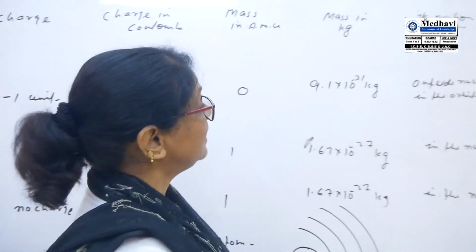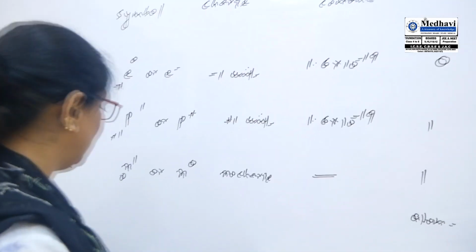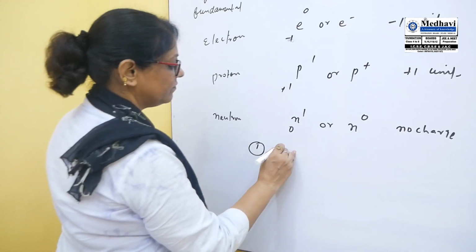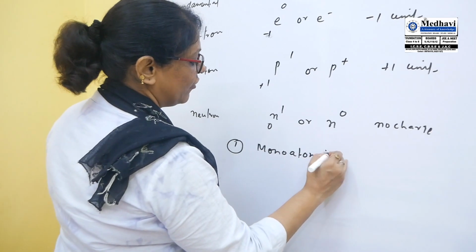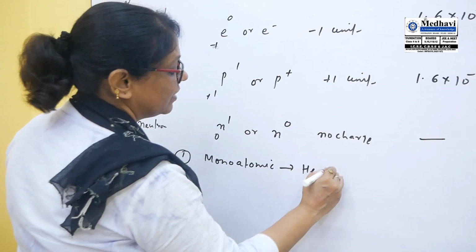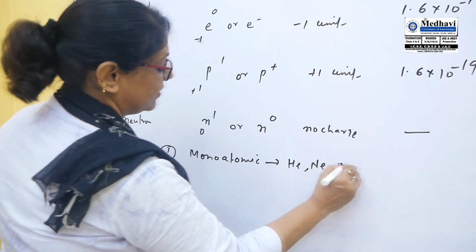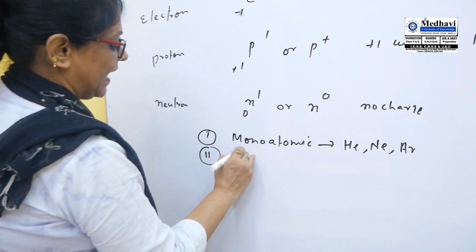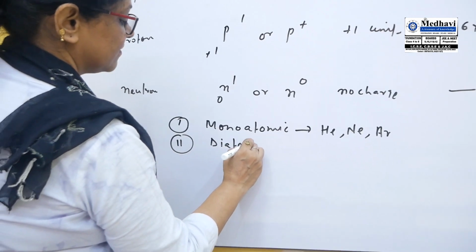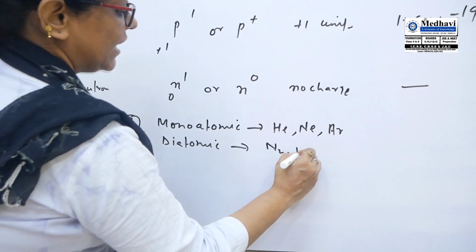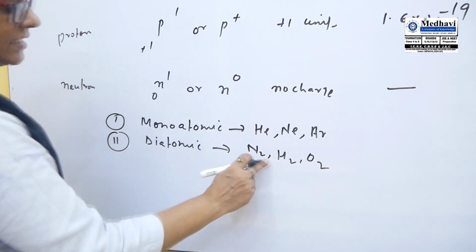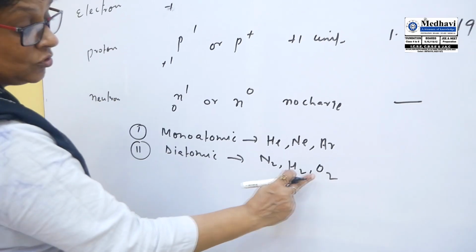So we can say that molecules of elements are of the following types. First, monoatomic. You can take the example of helium, neon, argon. Diatomic. You can take the example of N2, H2, O2. Their stable forms are N2, H2, O2.